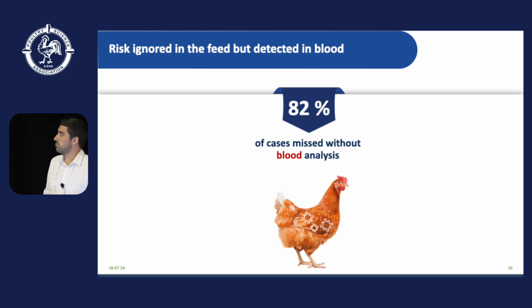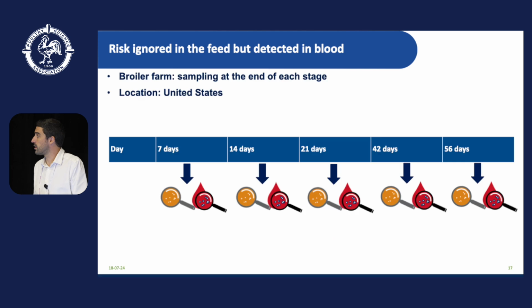Moreover, just to confirm the other value of the blood analysis, in more than 80% of the cases, mycotoxins analyzed in the feed and in the blood were only detected in the blood. And I will show a lot of examples in the next slides. For example, one example in the US, a broiler producer where we collected samples at the end of each stage, feed and blood.